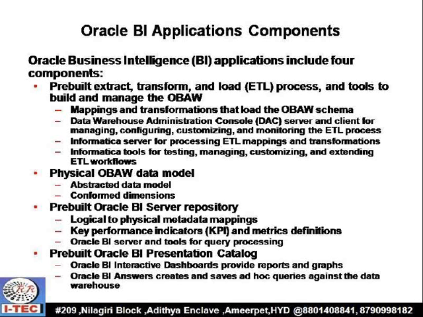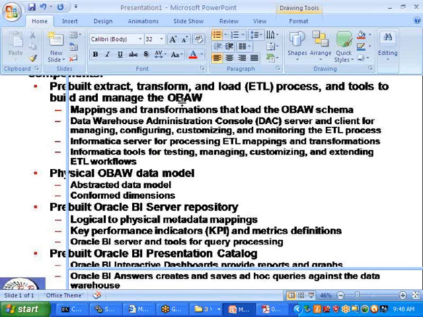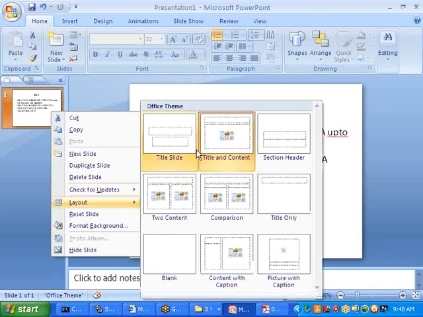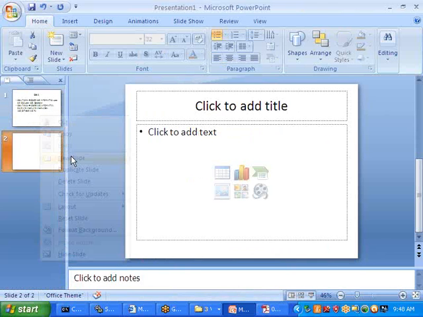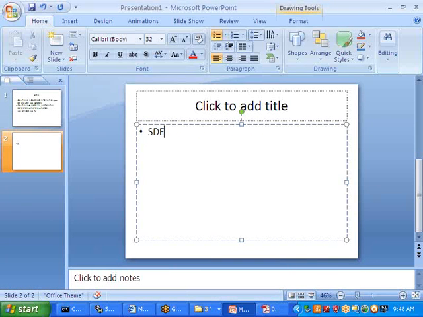Now, Oracle BI Applications components. If you install the Obia product, what are the things you are going to get? We get mainly 4 things. One is the pre-built extract, transform, and load ETL process and tools to build and manage the OBW. Simply, I can say one thing you'll get: SDE and SIL mappings. SDE and SIL mappings are combinedly called what, sir?